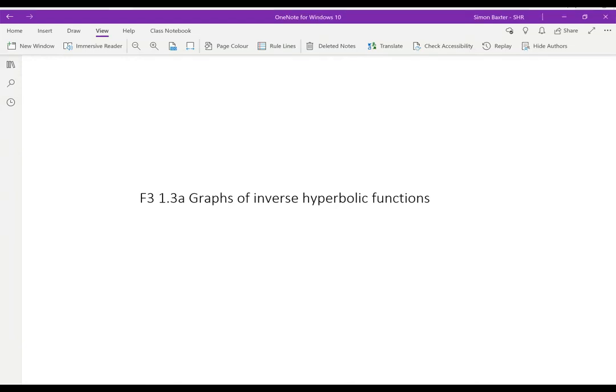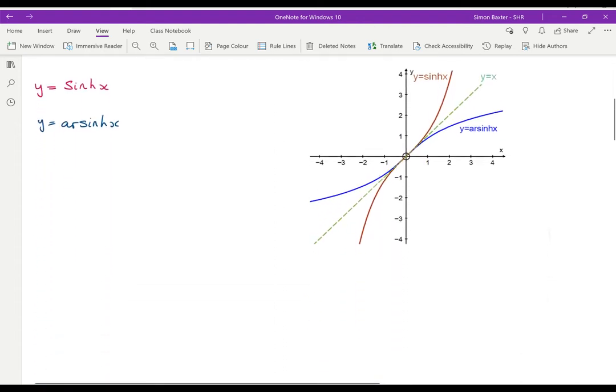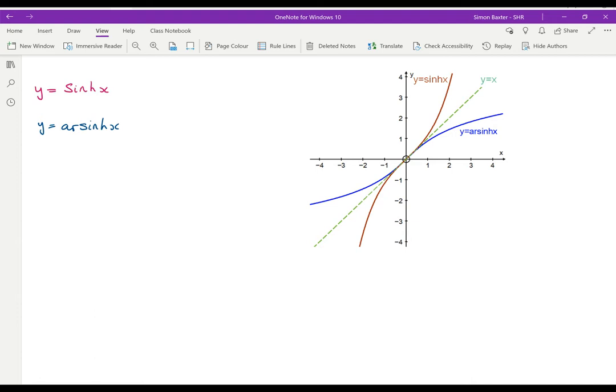In this video, I'm going to look at the graphs of inverse hyperbolic functions. Let's start with y equals sinh x. Here we've got the graph of y equals sinh x. The domain is x can be any real number. And if we want the inverse graph, we just reflect in y equals x.